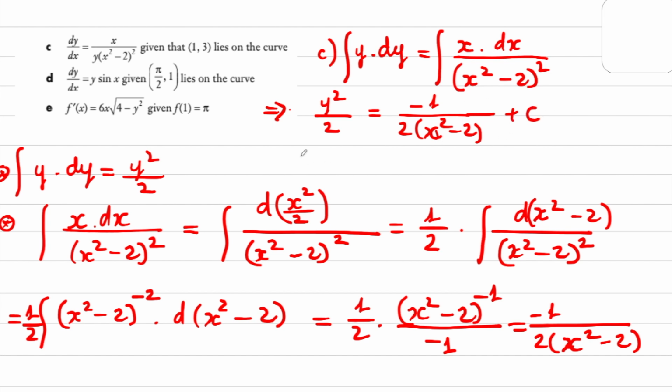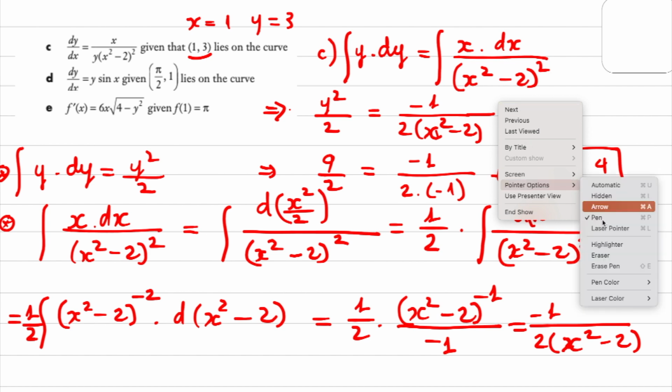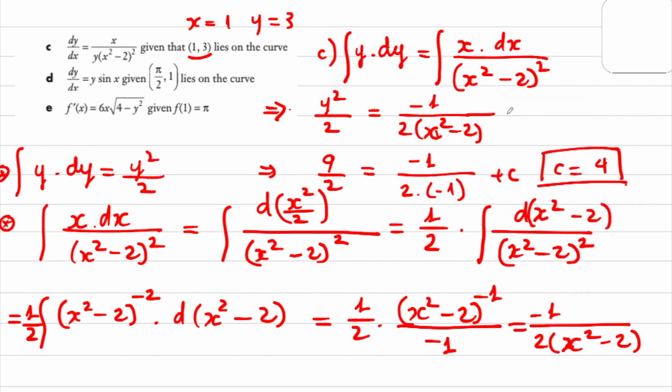How about c from now? You got x is 1 and y is 3 here. So here is 9 over 2. Here is minus 1 over 2 times minus 1. Yeah, minus 1 here. So here the 1 over 2, c equal to 4. C will be equal to 4. So the final step will be the same as this equation, but the only difference is plus 4, not plus c anymore. Yeah, that is question C.